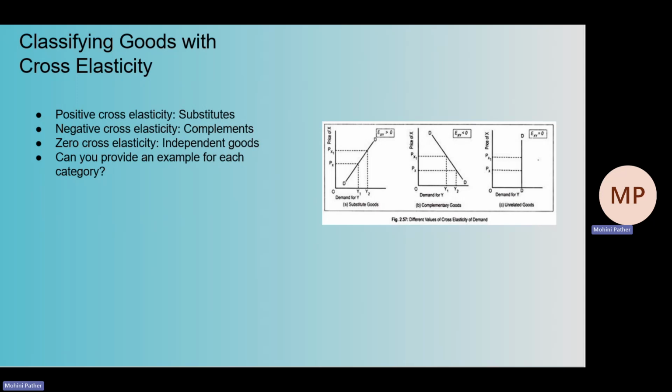There is also a zero cross elasticity, which is represented right here with this vertical line. That means that the price of good X can increase as much as it wants. It is not going to impact the demand for good Y. This depicts to us that they are completely independent of one another and have no relationship.